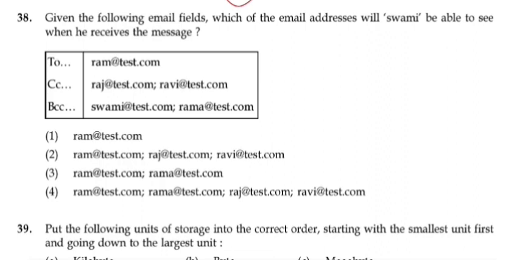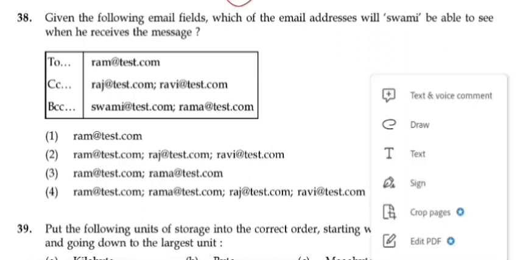So what will be the correct answer? Number 1 says ram@test.com, number 2 ram@test.com; raz@test.com; ravi@test.com, 3 ram@test.com; rama@test.com, 4 ram@test.com; rama@test.com; raz@test.com; semicolon means ravi@test.com. So choose one. It will be number 2.